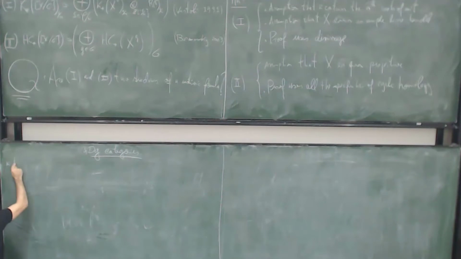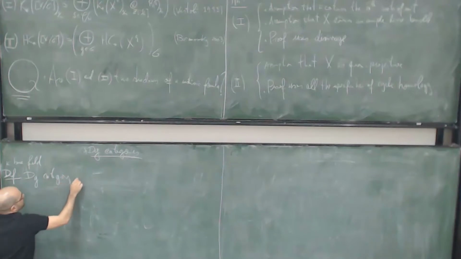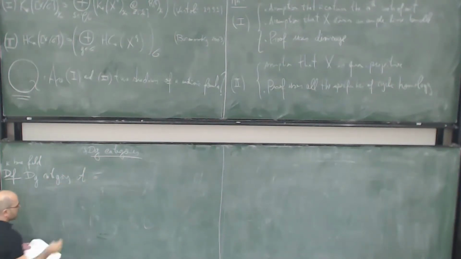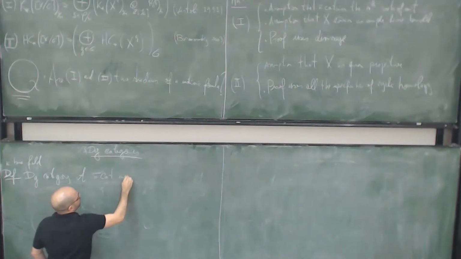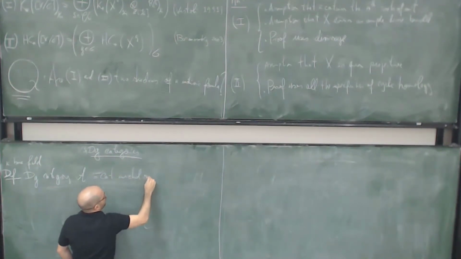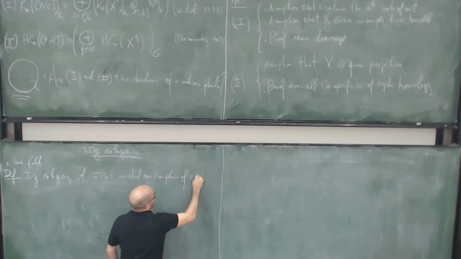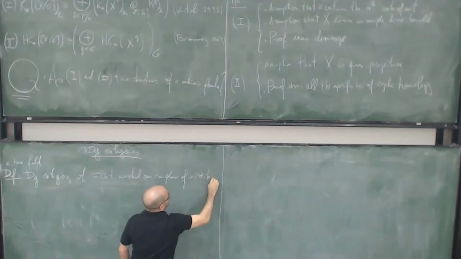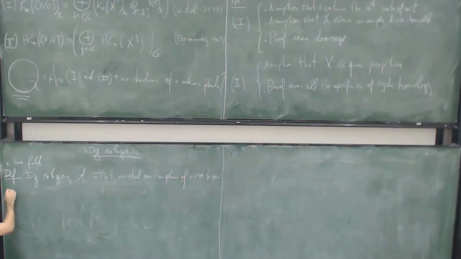So we are always over our base field, and we consider these objects, these DG categories, this curly A. This is nothing but an ordinary category, but it's enriched over complexes of k-vector spaces. So the Hom spaces have a differential in particular. So, examples.